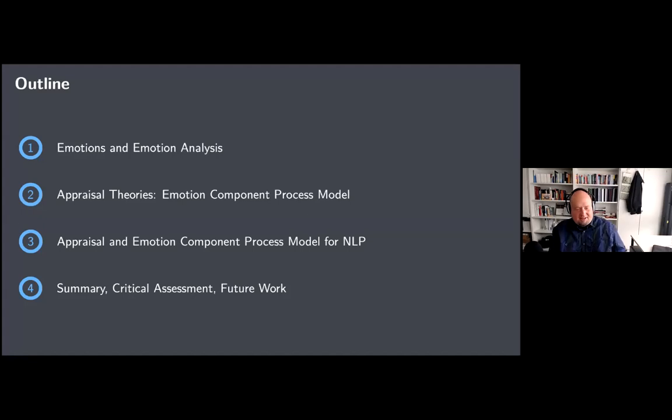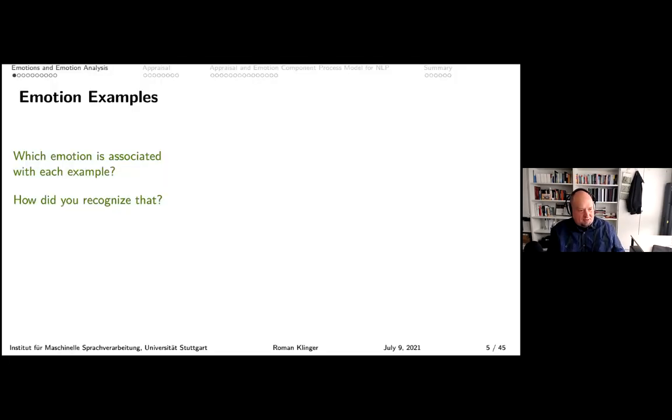So emotion analysis, what is this for the case that you have not seen this before? The idea is that we would like to associate emotions to textual instances, to textual realizations. And it helps to get an understanding what this is about when we just look at some examples. So let's just do this. Let's look at a couple of sentences, and I would like to ask you to decide which emotion is associated to these instances. And at the same time, ask yourself how you recognize this.